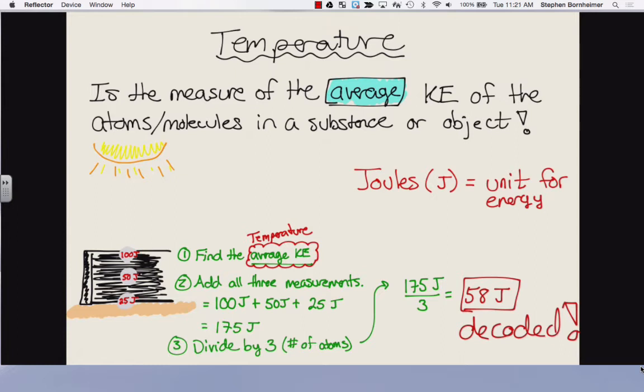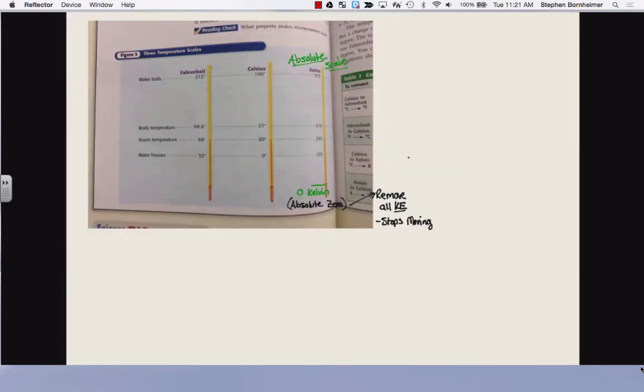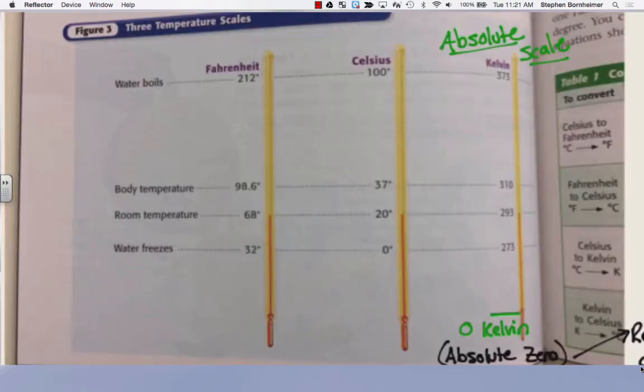There are 3 main temperature scales in the world that are used. There are actually more than that, but there are 3 main ones. So I'm going to flip over here real quick to the notes. Here they are, the 3 main temperature scales. This is not from your textbook, but I'm going to print off one of these for you.